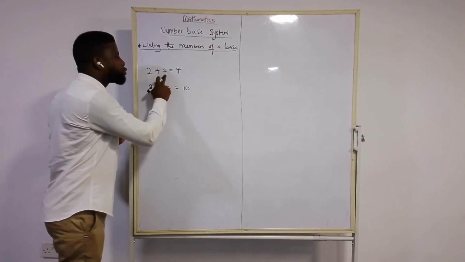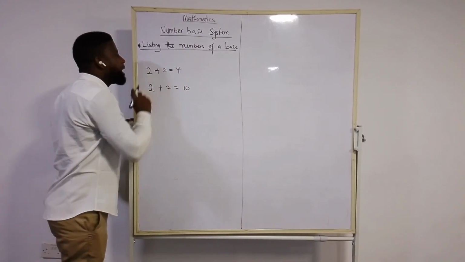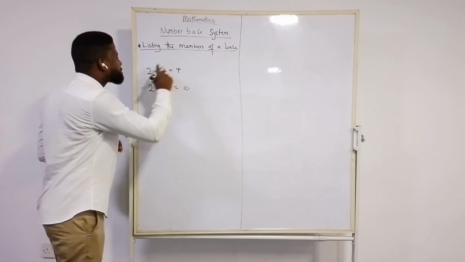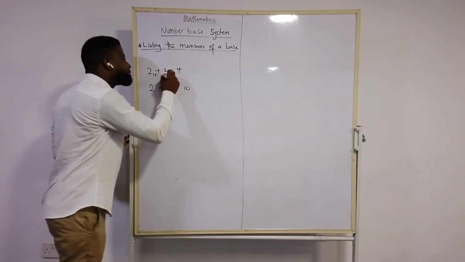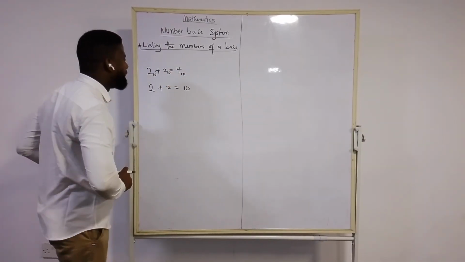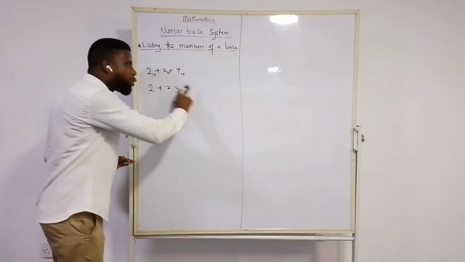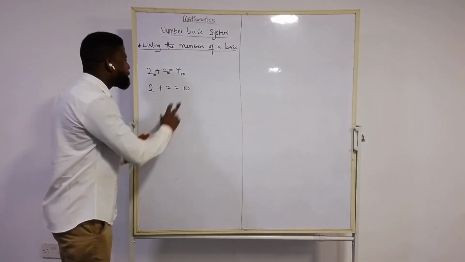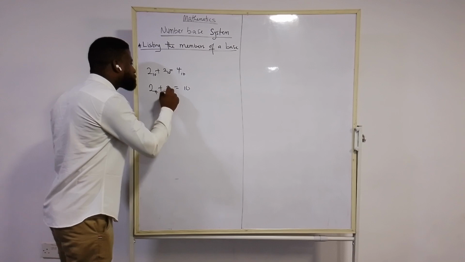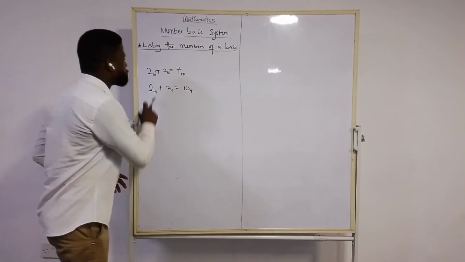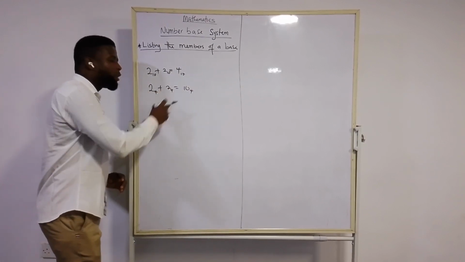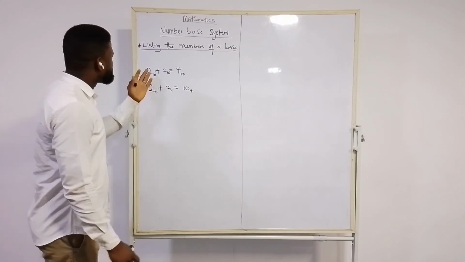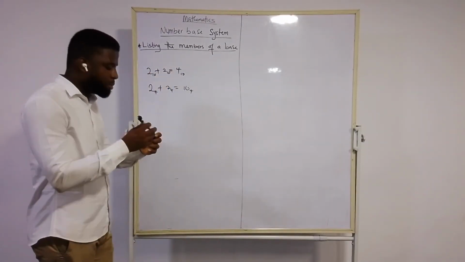Now, 2 plus 2 is equal to 4 if and only if this sum is carried out in base 10. And then 2 plus 2 is also equal to 10 if and only if this sum is carried out in base 4. So 2 base 4 plus 2 base 4 is equal to 10 base 4. And 2 base 10 plus 2 base 10 is equal to 4 base 10.